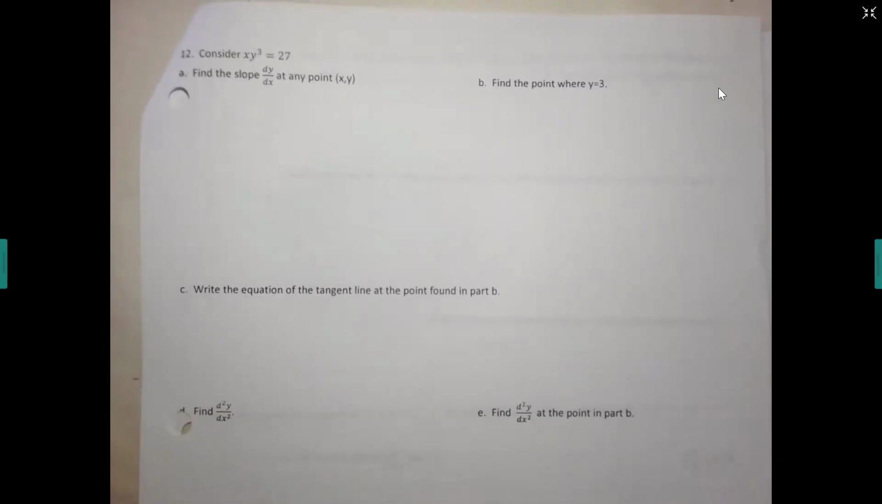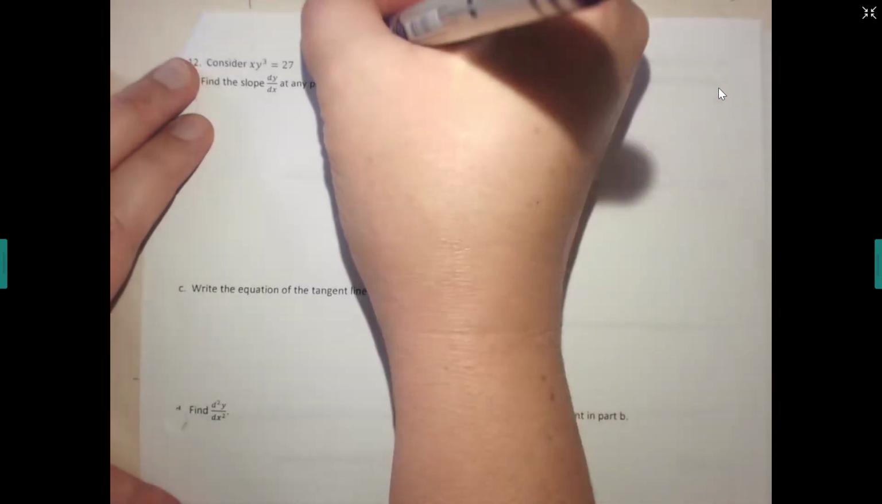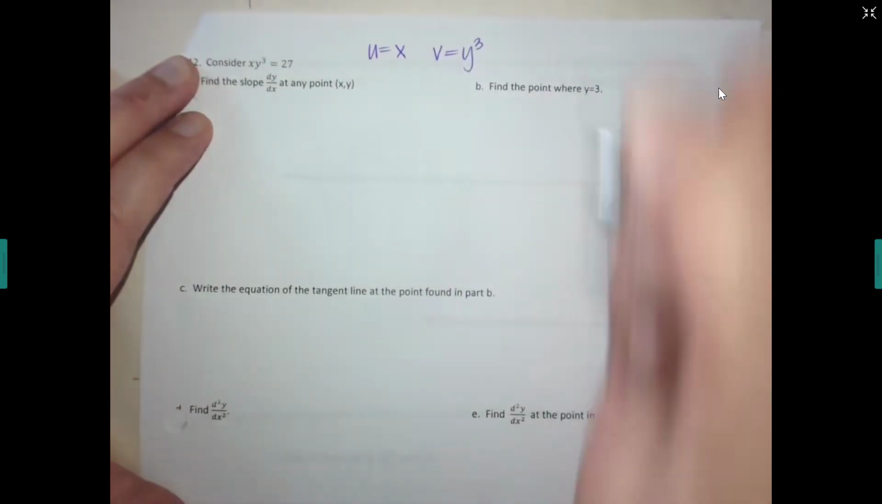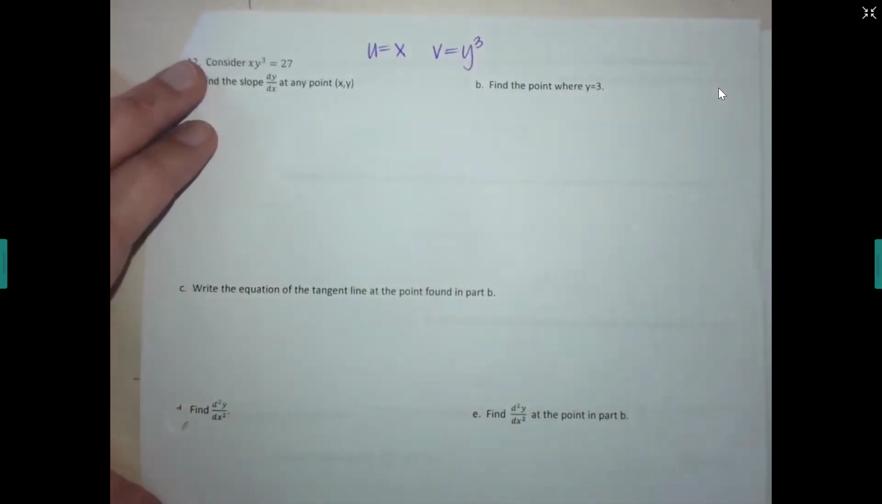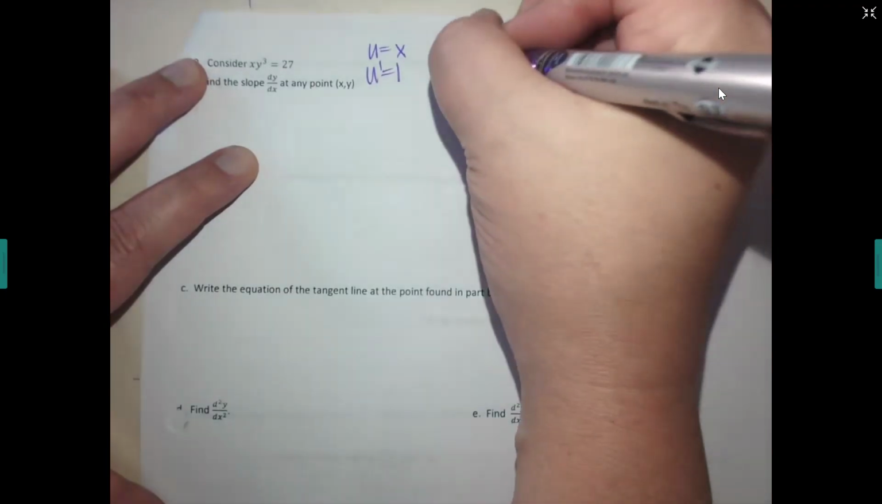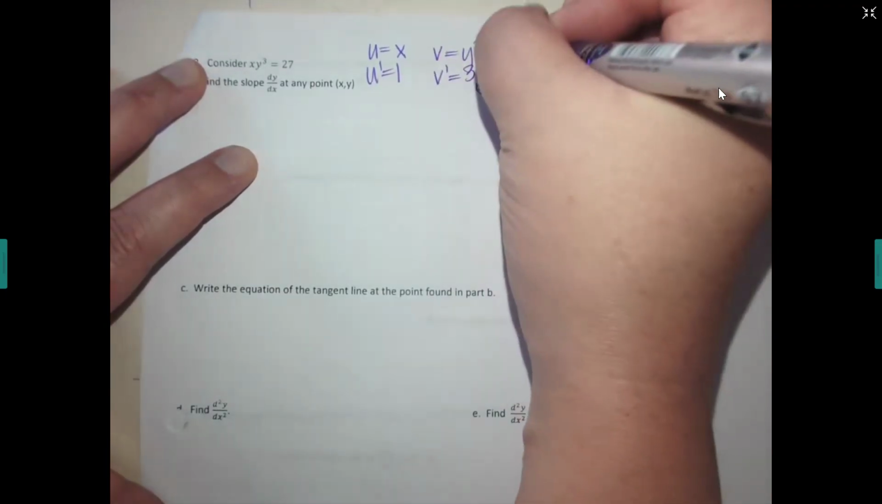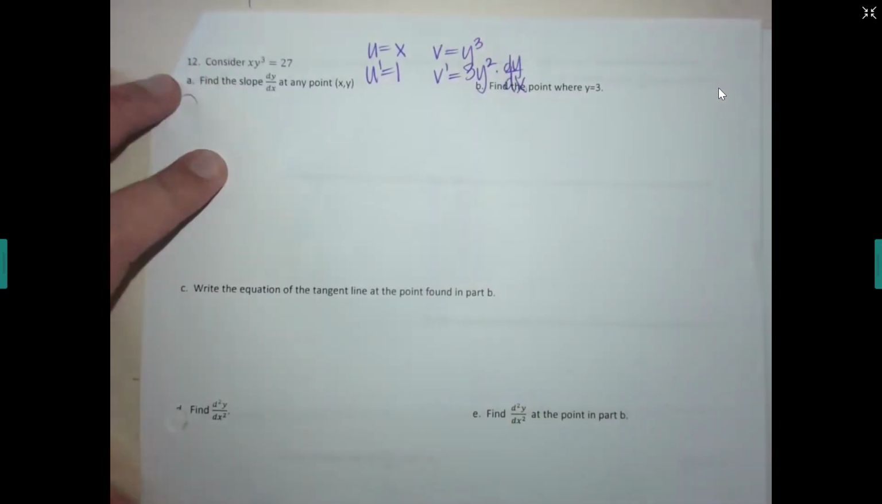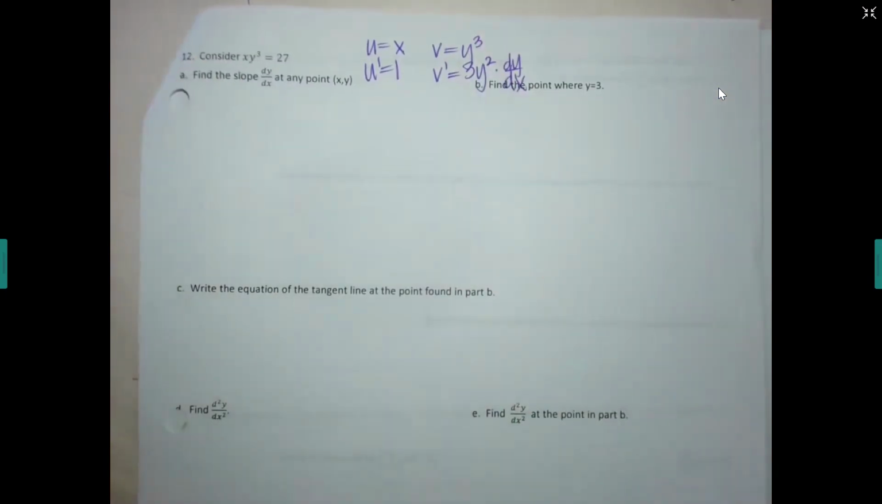So what rule do I need to take the derivative of this? Product rule. Can you set it up for me? Your u will be what? X. And your v will be y cubed. What's u prime? 1. What's v prime? 3y squared. Attach the dy/dx clinger because it was originally a y, so I have to add that to the end. Okay, then do your diagonal.